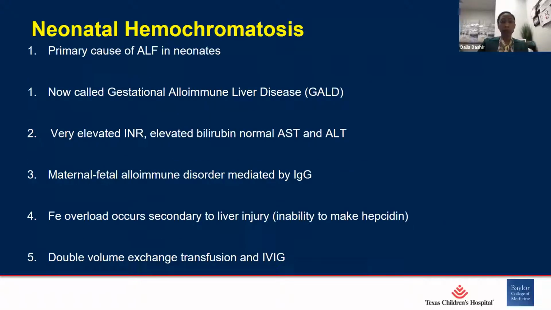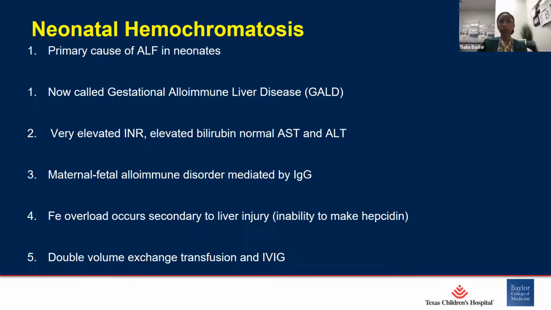Another form of acute liver failure that we see in the ICU that typically presents in the neonatal period is neonatal hemochromatosis. It's also a form of alloimmune response or gestational autoimmune liver disease. And it's characterized by very elevated INR, elevated bilirubin, in the setting of normal or low normal AST and ALT levels. And it's usually mediated by IgG from maternal source. These patients usually undergo exchange transfusion and IVIG, and some, if they don't improve, undergo liver transplant.